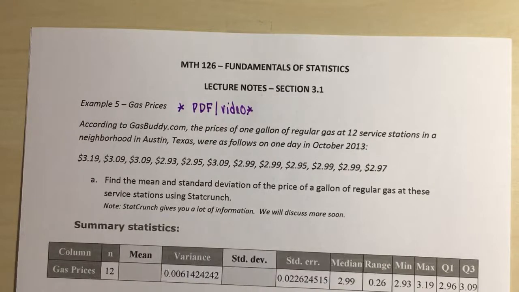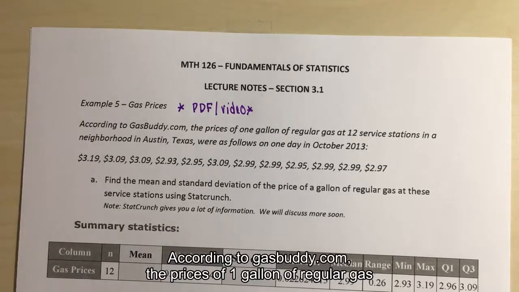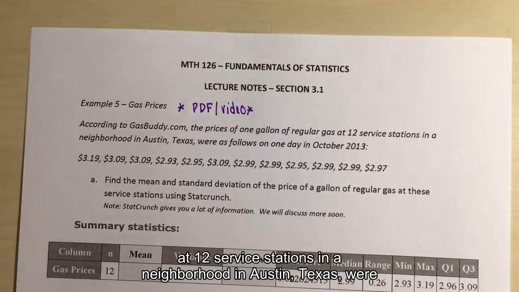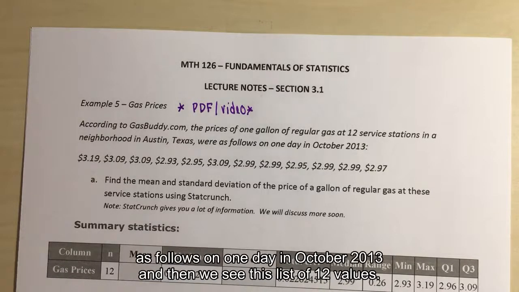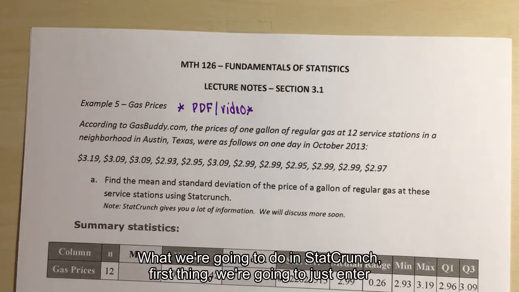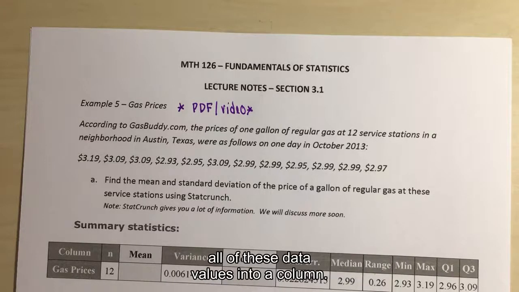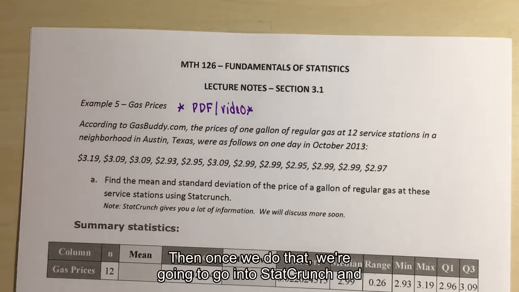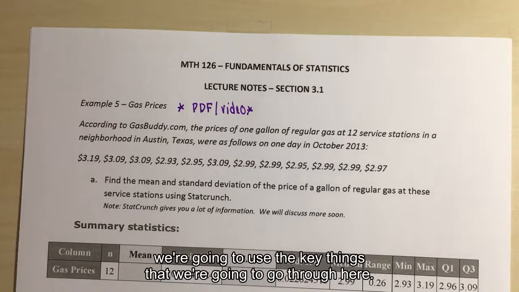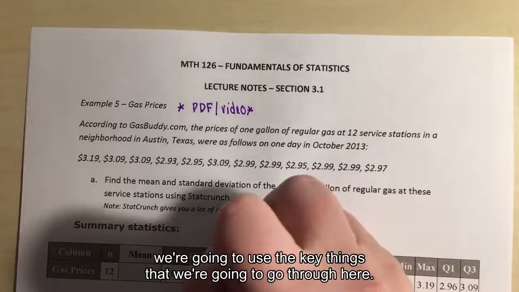example as well. All right, so according to GasBuddy.com, the prices of 1 gallon of regular gas at 12 service stations in a neighborhood in Austin, Texas were as follows on one day in October 2013. And then we see this list of 12 values. So what we're going to do in StatCrunch, first thing we're going to just enter all of these data values into a column. Right, then once we do that, we're going to go into StatCrunch and we're going to use kind of the key things that we're going to go through here.